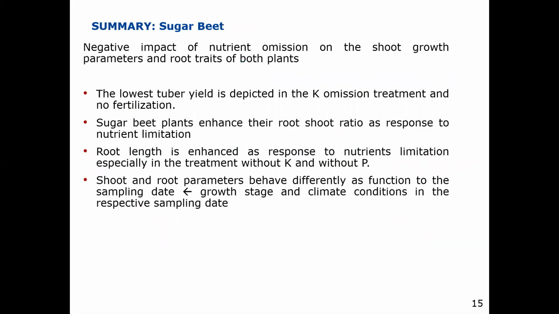To sum up, we can say that we have a negative impact of the nutrient omission on the shoot growth parameters and on fruit traits of both crops. The lowest tuber yield is depicted in the potassium omission treatment and no fertilization. For sugar beet, the plant enhanced the root shoot ratio as a response to nutrient limitation, and the root length is enhanced as a response to nutrient limitation, especially in the treatments without K and without P.